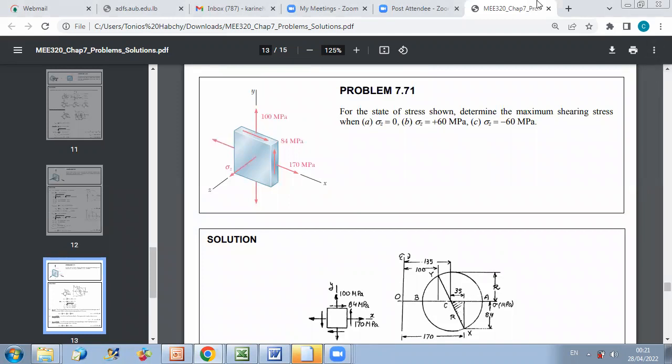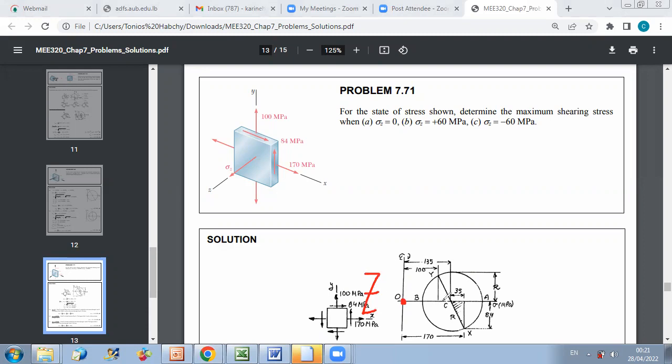So to start with, as usual, I look at this figure to determine the state of stress in x, y, z. What I have is sigma x is plus 170 megapascal, sigma y is plus 100 megapascal, and tau xy is plus 84 megapascal. This will allow me to put points x and y. Now, second step, I have three cases to consider. First, if sigma z is 0, then my third axis corresponds to this point. So this is point Z.